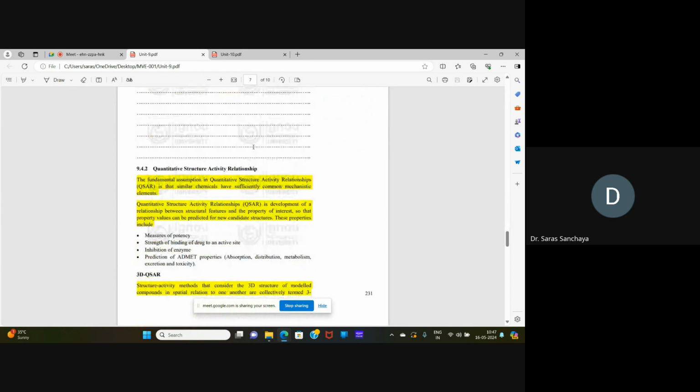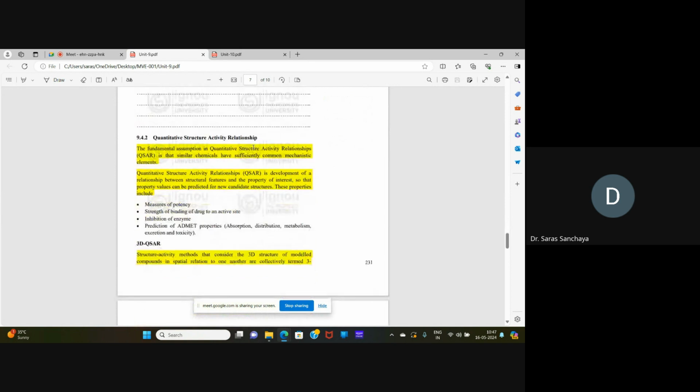Quantitative structure activity relationship. The fundamental assumption in quantitative structure activity relationships is that similar chemicals have sufficiently common mechanistic elements. Quantitative structure activity relationship is development of a relationship between structural features and the property of interest so that property values can be predicted for new candidate structures.